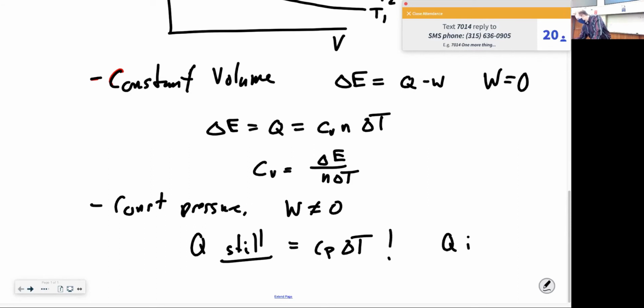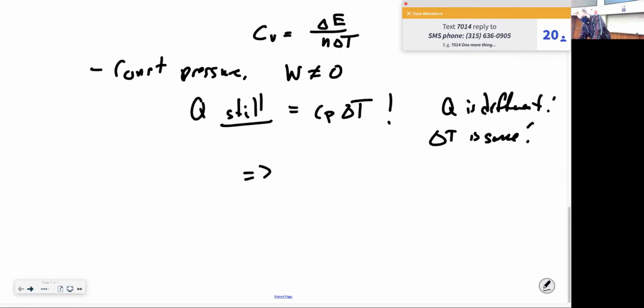Q is different. Delta T is the same. Therefore, CP must not equal CV. Those must be different physical quantities.